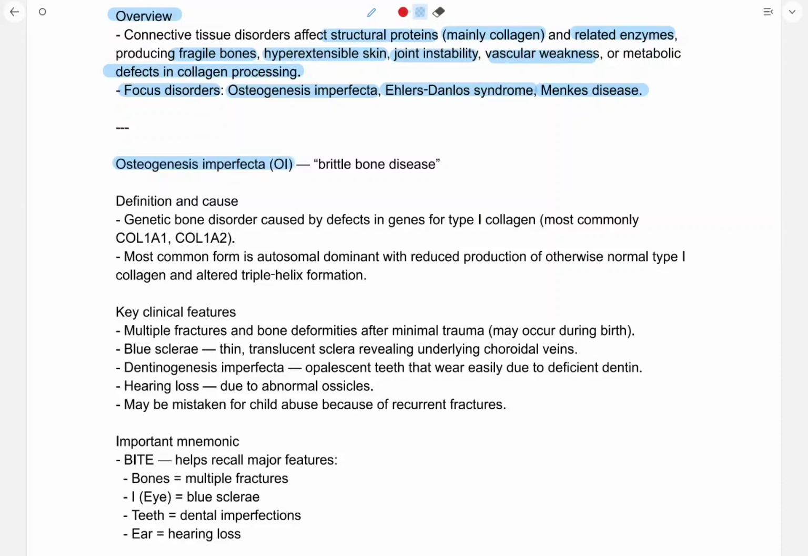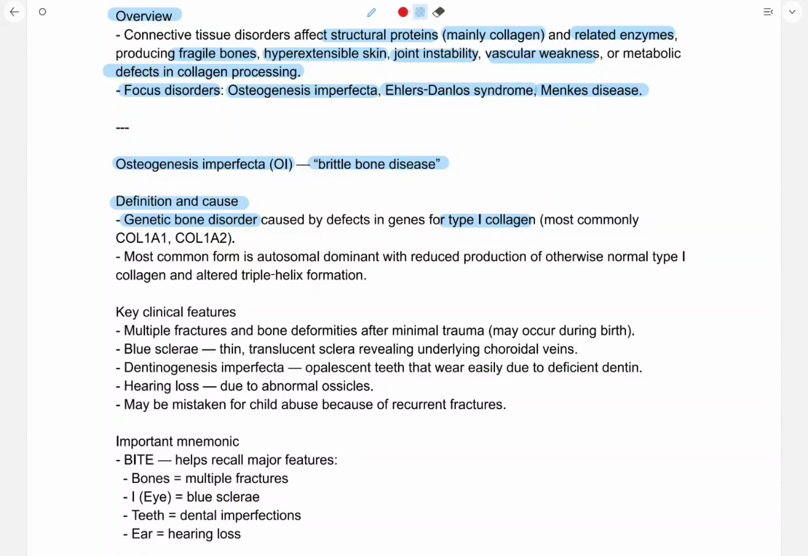Osteogenesis imperfecta. Osteogenesis imperfecta is also known as brittle bone disease because it mainly affects the bones. Definition and cause: it is a genetic bone disorder caused by defects in the gene for type 1 collagen. Where is type 1 collagen located? Type 1 collagen is located in bone.